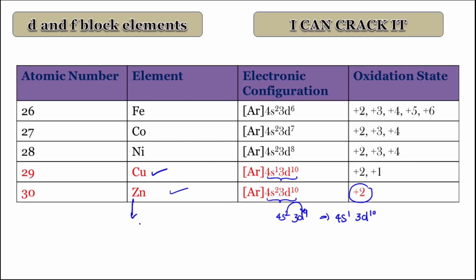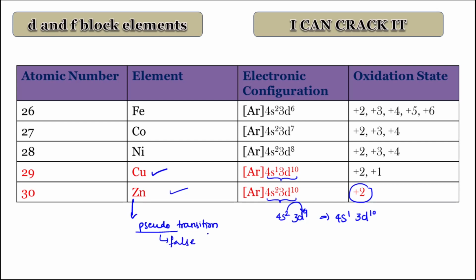And zinc is called a pseudo transition element. First of all, d block elements are called transition elements. That is because they lie between highly ionic s block and highly covalent p block elements, and d block elements show transitional properties between s and p block elements. But here zinc is called pseudo transition.